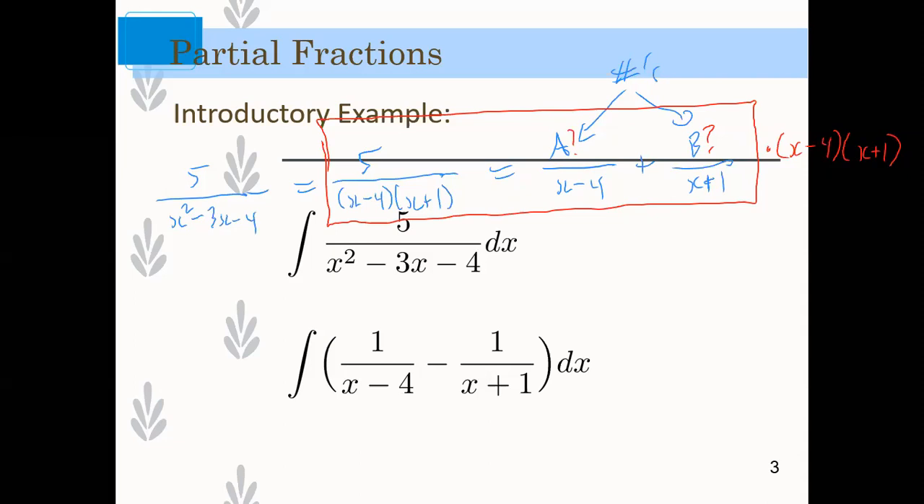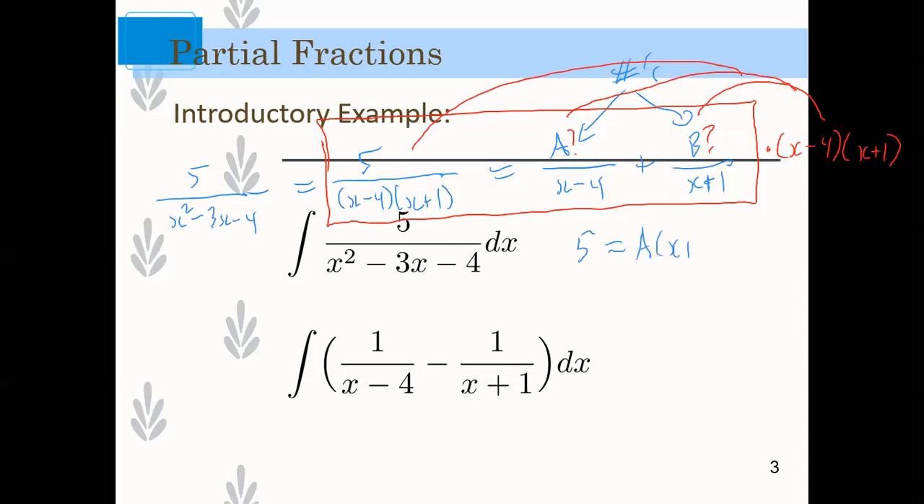So what I'm saying is this guy is going to go here, it's going to go here, and it's going to go here. Now it's really that first thing that's the one that really helps me out. So if I distribute this through the equation, what does the left-hand side become once I do that? It's just 5. Oh my goodness, right? 5 equals, okay, what does that A over x minus 4 become?